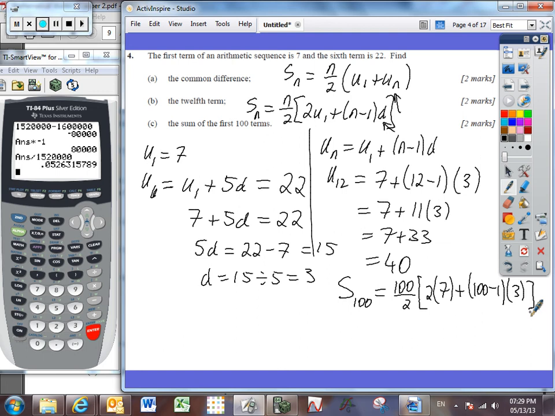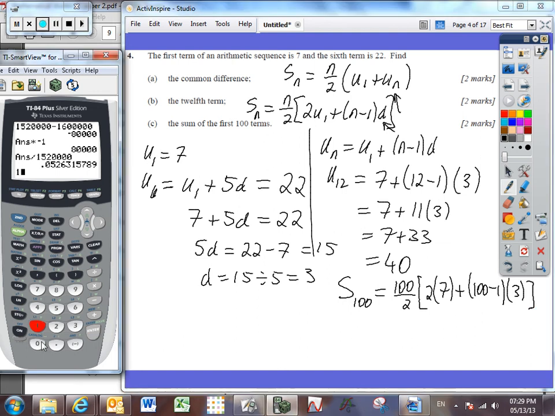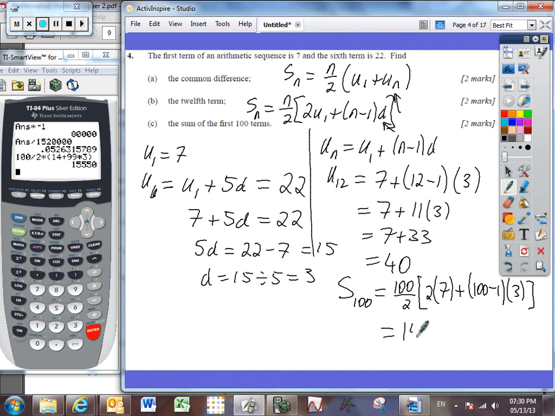Alright, let's work that one out on the calculator. I've got 100 divided by 2, oops, times, and in parentheses I can see I've got 14 plus 99 times 3, giving me a total of 15,550. And that's number 4.